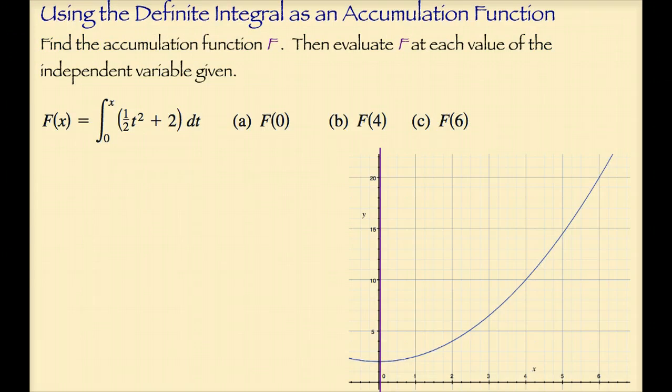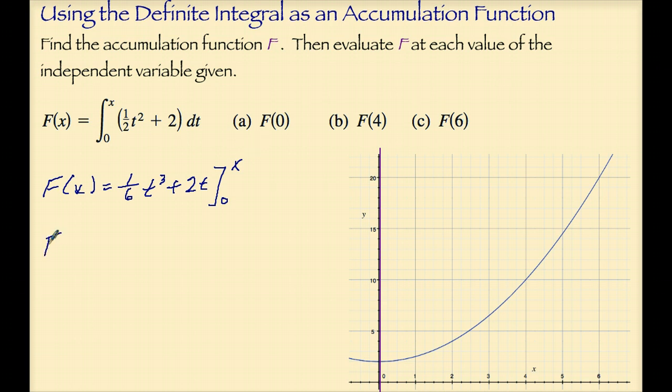Find the accumulation function F, then evaluate F at each value of the independent variable given. F of x equals the integral from 0 to x of 1/2 t squared plus 2 dt. That's this function curve. Once we find the indefinite integral, we're going to evaluate it at 0, 4, and 6, calculating the accumulated area along the way. So let's integrate our function. F of x will be 1/6 t cubed plus 2t, with the endpoints of integration from 0 to x. So the value of this function will depend on the upper endpoint of integration.